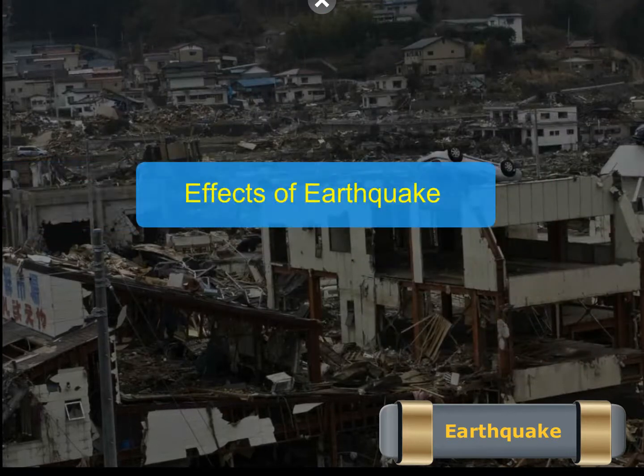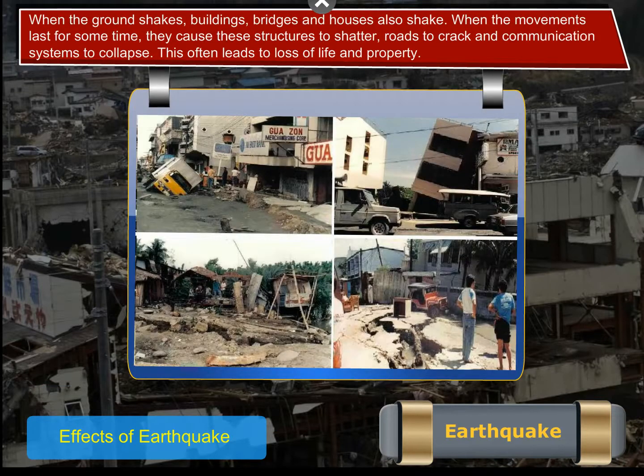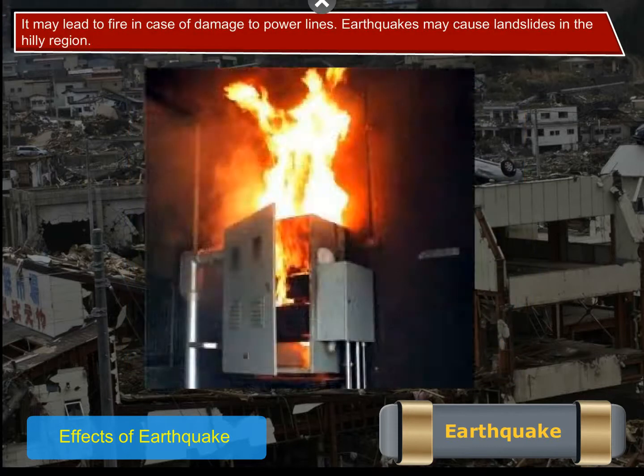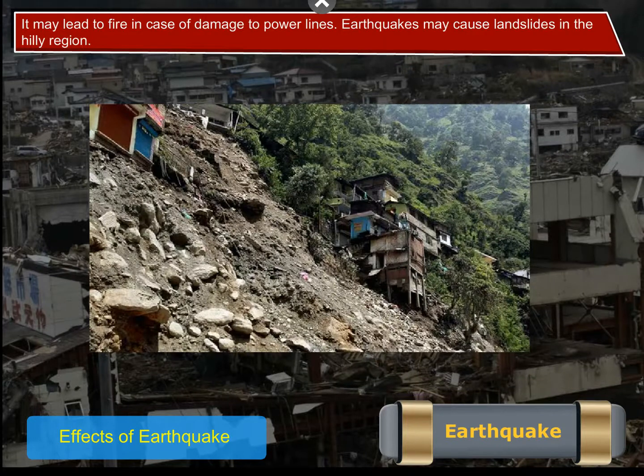Effects of earthquakes. When the ground shakes, buildings, bridges, and houses also shake. When the movements last for some time, they cause these structures to shatter, roads to crack, and communication systems to collapse. This often leads to loss of life and property. It may lead to fire in case of damage to power lines. Earthquakes may cause landslides in the hilly region.